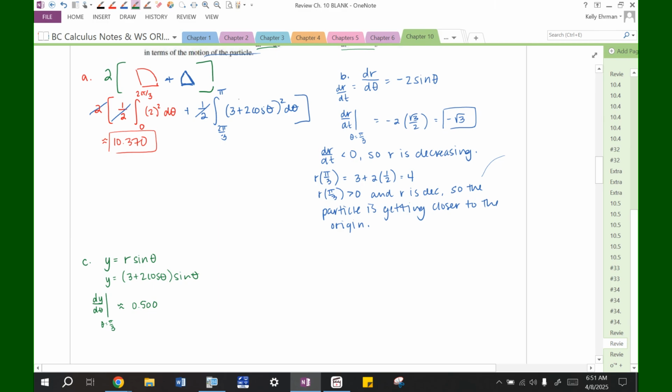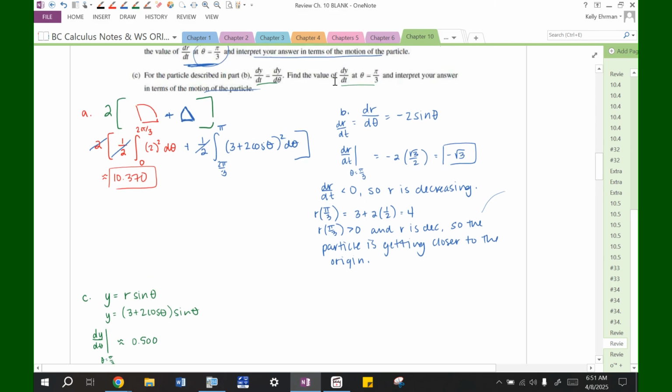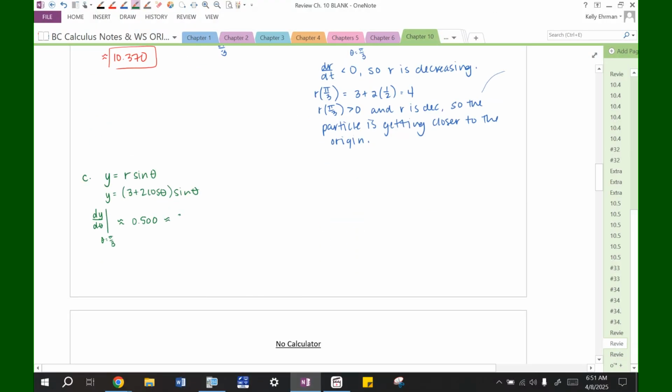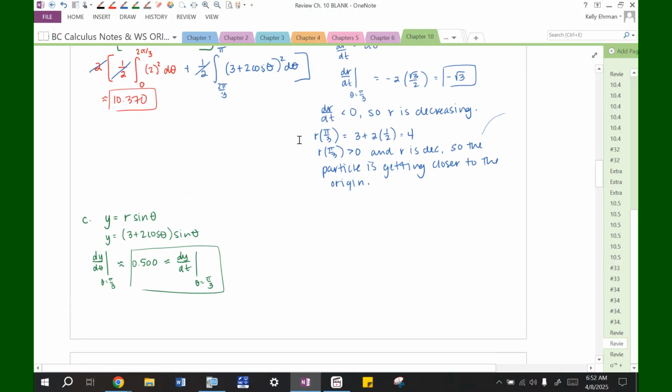And that is equal to, the question was not find dy d theta, it was find dy dt, but dy dt is equal to dy d theta. So that's also dy dt at theta equals pi over 3. I don't know if it matters, that I name it like that or not, but that's part of it. And then what about this motion? So when you're talking about dr dt, the motion is like, are you getting closer to the origin or not? Because a radius by definition is the distance to the origin, right? So that's why we're always talking about, are you getting closer to the origin or not?